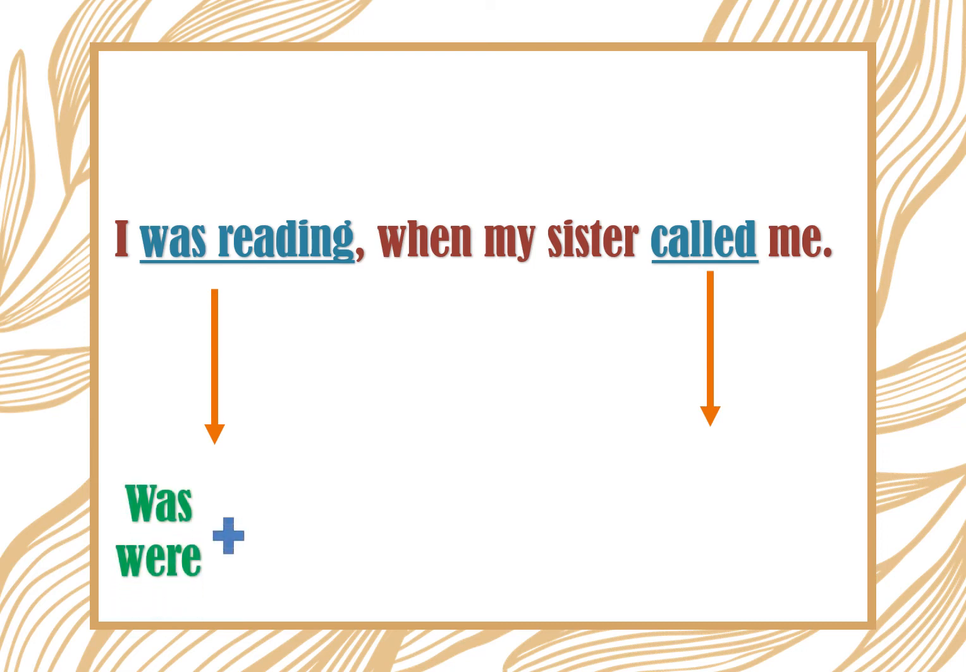I was reading. Was with the verb and ing. I was reading. If we were talking about boys who were reading, I would say they were reading. But here I'm talking about myself, so I will say I was reading. So it's something happening. Something was happening.